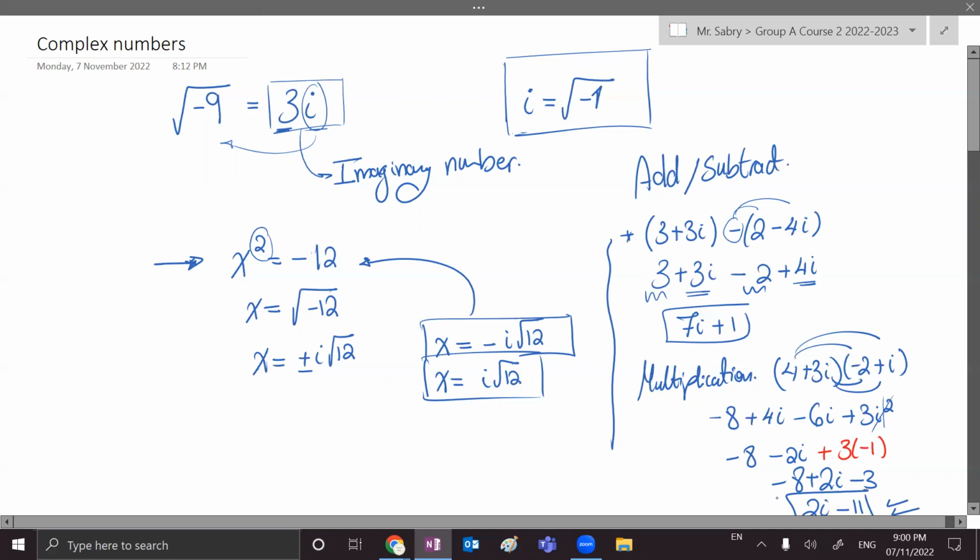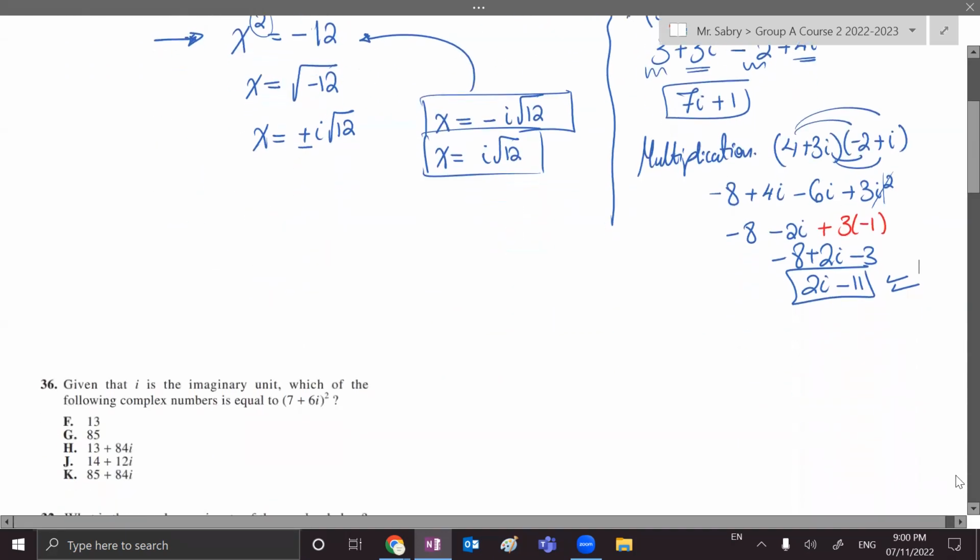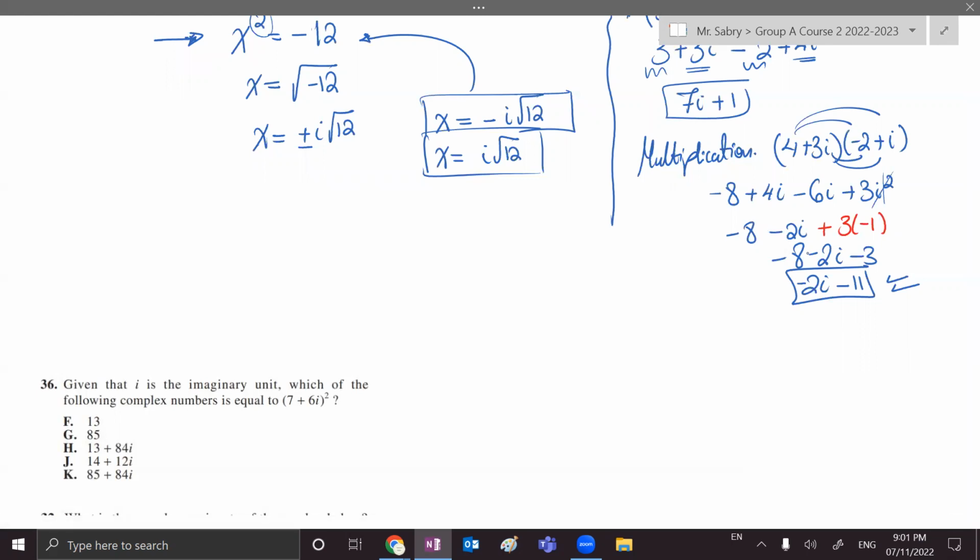Does this make sense or not? Yes, but here I should put negative 8 minus 2i minus 3. I'm sorry, I added them. This one is actually negative here. So it becomes negative 2i minus 11 actually. Are we all good?